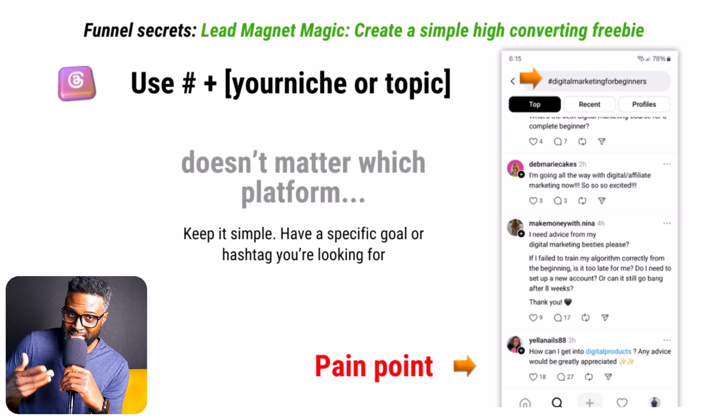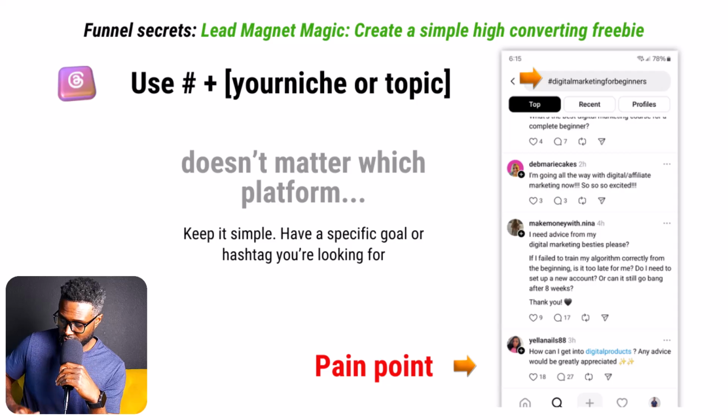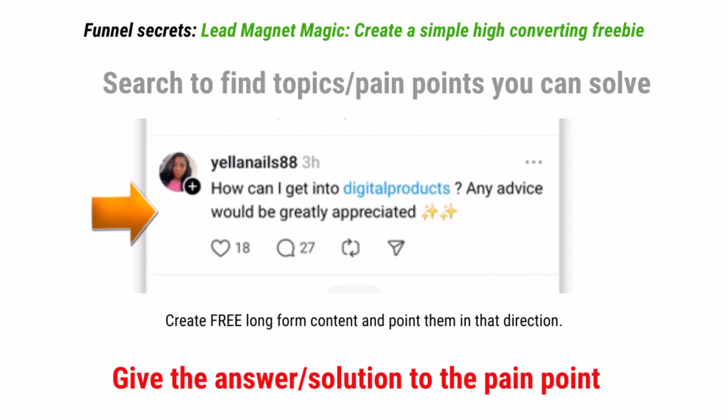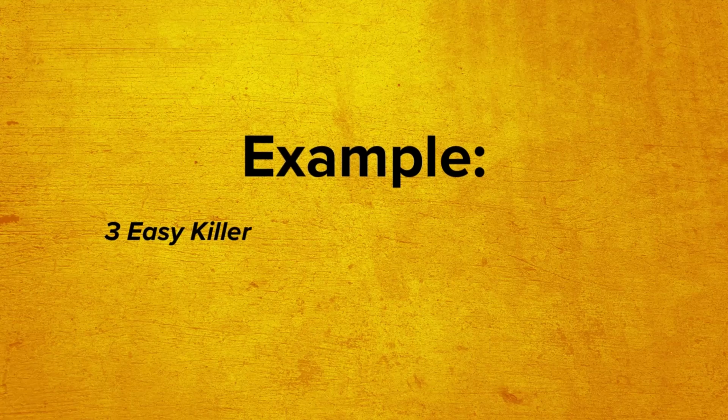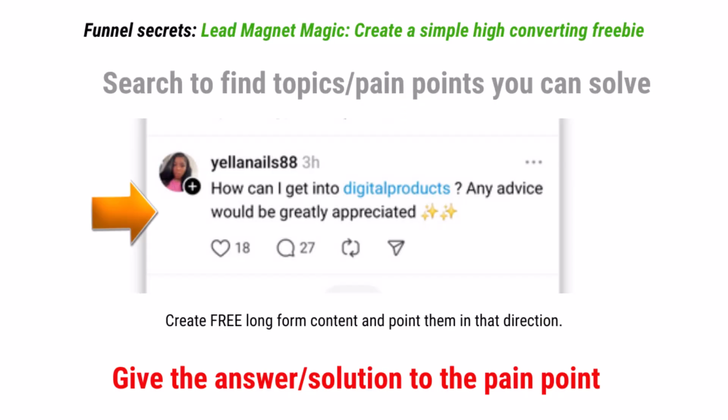So once I typed that hashtag into the search in Threads, it came up with a list of comments on this topic. I scrolled and I found this one and a few others, but as an example, this one says, how can I get into digital products? Any advice would be greatly appreciated. I would create, for instance, a video titled 3 Easy Killer Strategies for Beginners to Get into Digital Products in Under 2 Hours. I would use that as a subtitle or something like that. So what you want to do is create a piece of long form content to send them in that direction of answering their pain point.